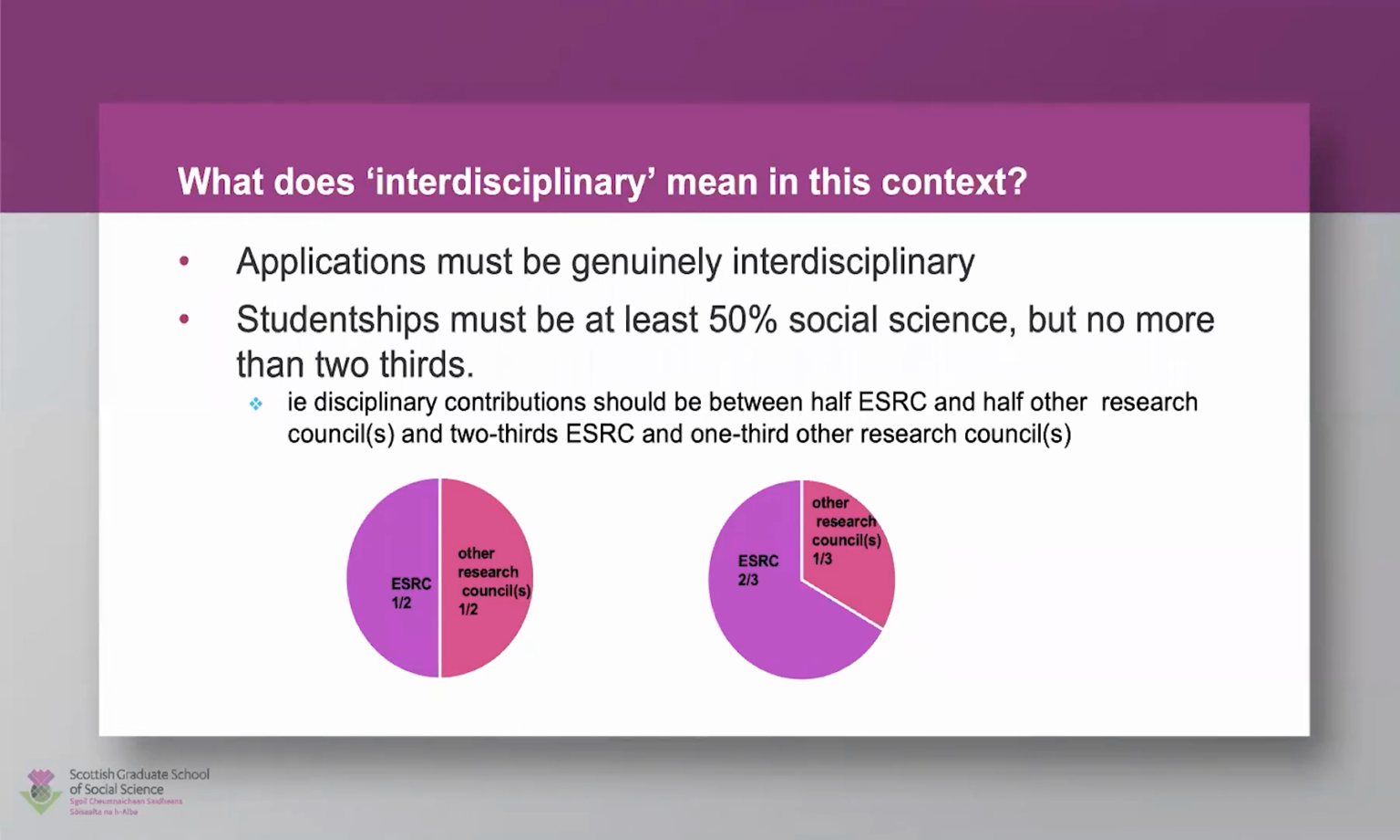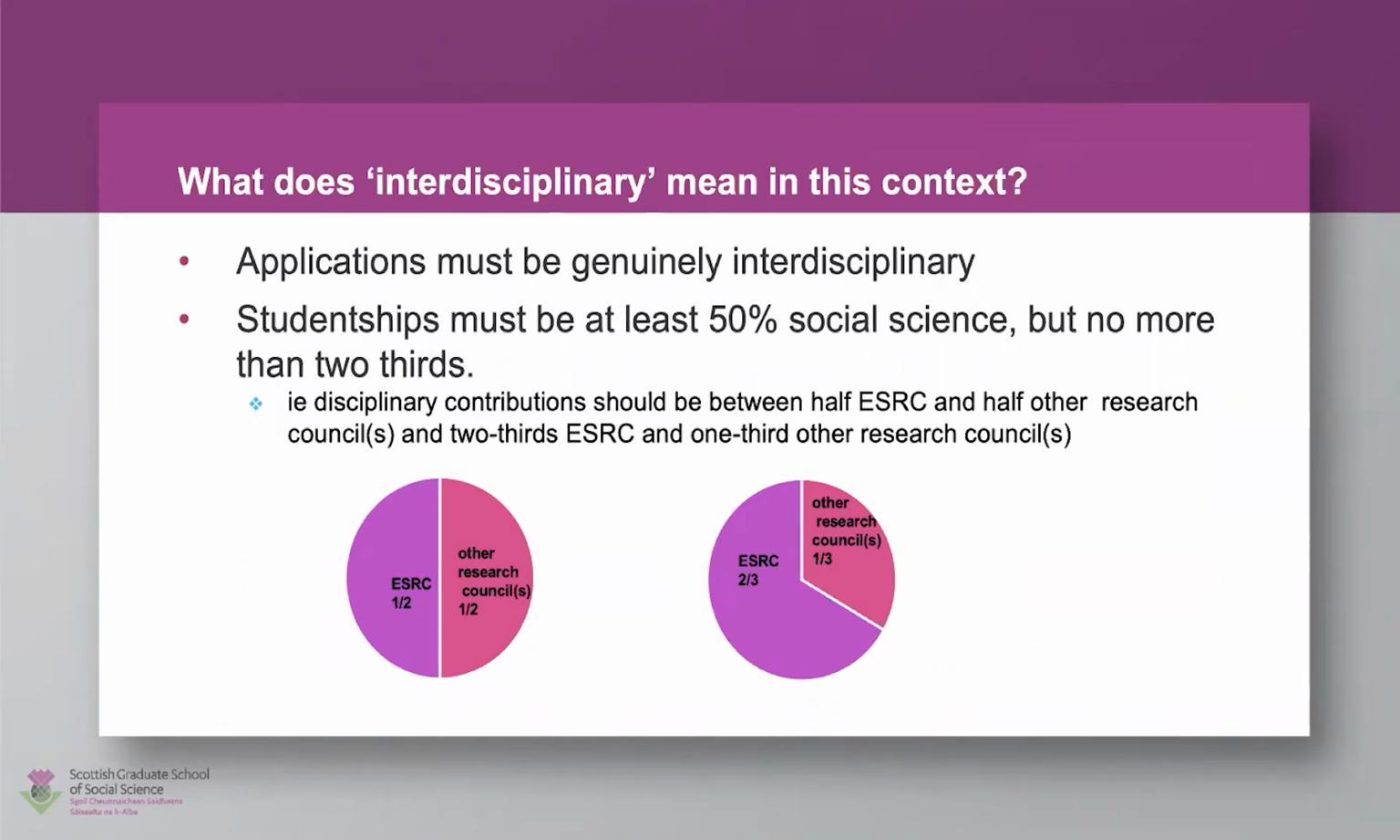their definition is very specific, and what they're looking for is programs of work where at least 50% of the work comes under social science, but not more than 2/3 of it. So between a half and a third of the program of work would fall under the remit of one or more other research councils.